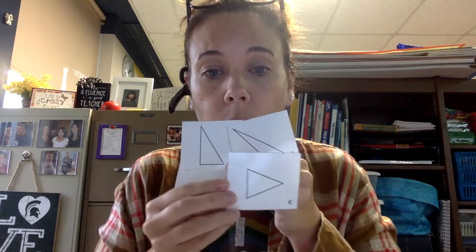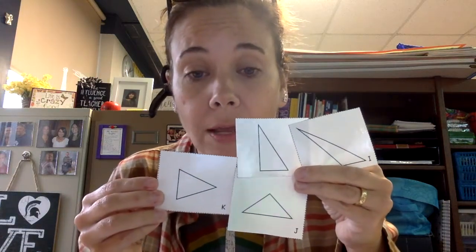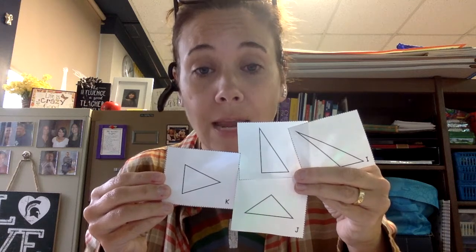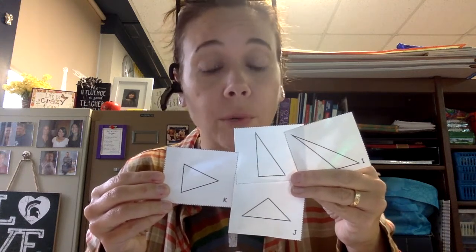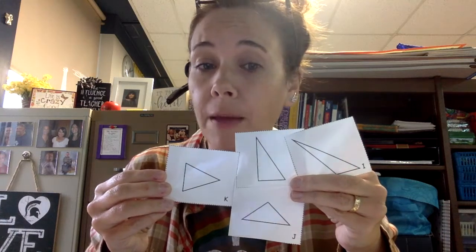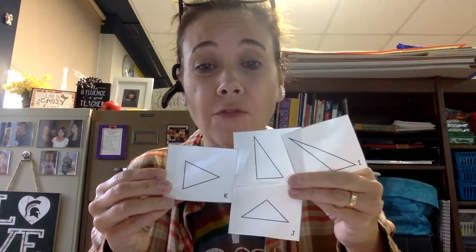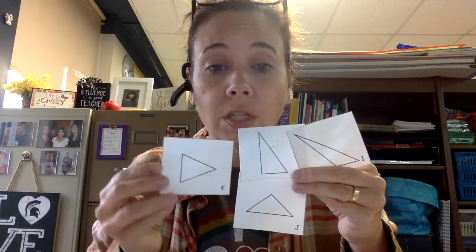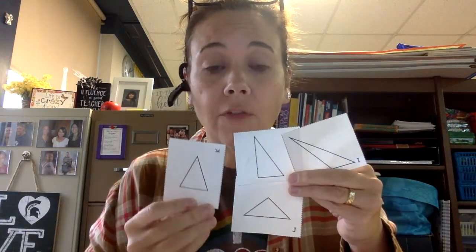This one. Wow, we have 4 triangles that all look very different. The same about them is that they all have 3 sides and 3 corners. What's different about them is the direction that they're facing. What's also different is the length of their sides.